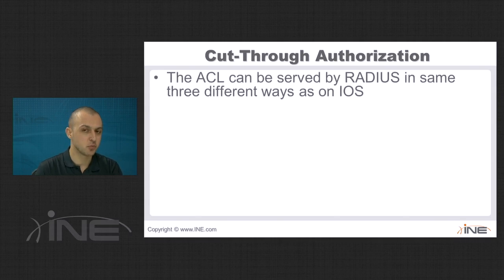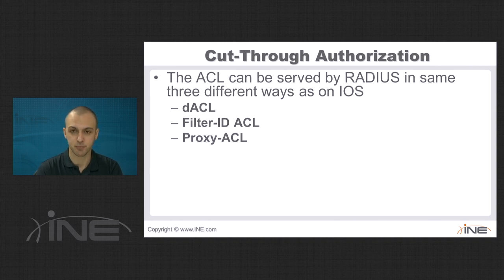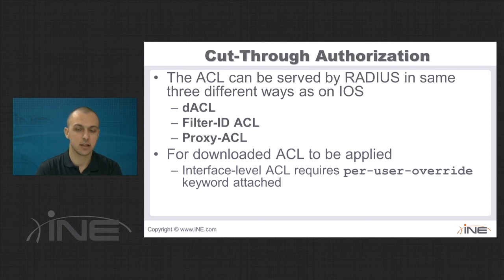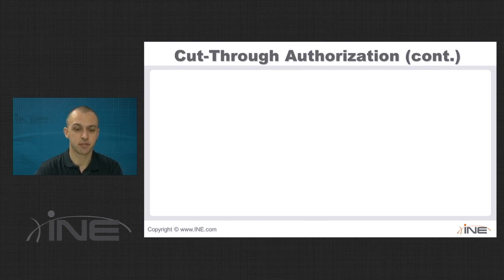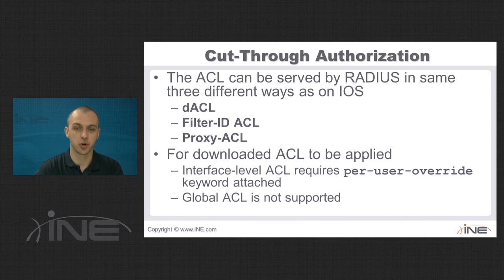So I'm going to use radius, which means that, as we're going to see, I'm going to have the same options as part of the authorization process, which again, I can do using a DACL, a filter ID ACL, or a proxy ACL, so the same settings. And as I said, for the DACL to be applied, I need to enable the per user override functionality when applying the access list inbound on the interface.